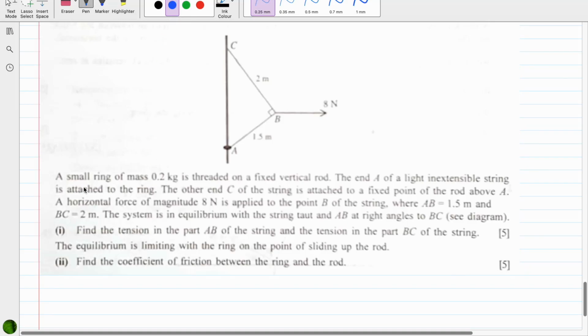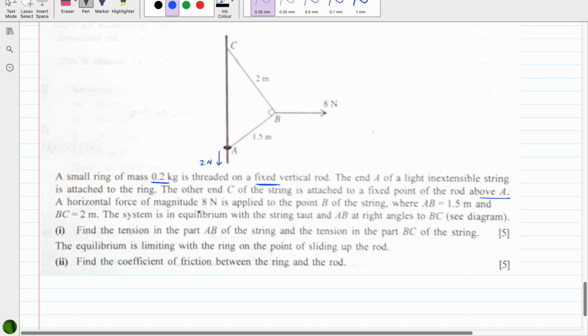Question says a small ring of mass 0.2 kg, that makes it 2 Newton weight, is threaded on a fixed vertical rod. If it is fixed, we are not dealing with friction. The end A of the light inextensible string is attached to the ring. The other end C of the string is attached to a fixed point of the rod above A.